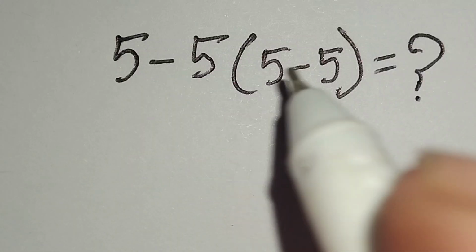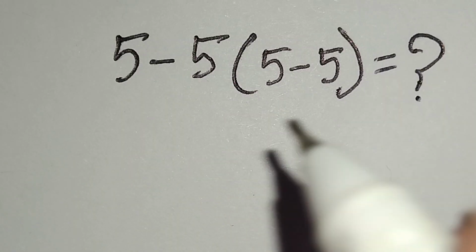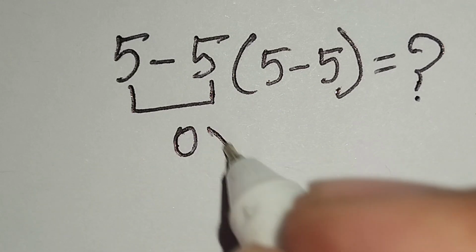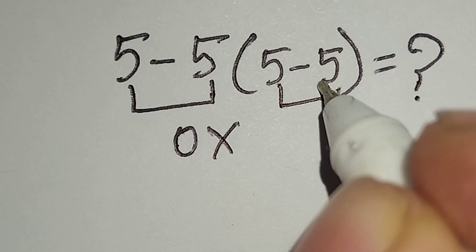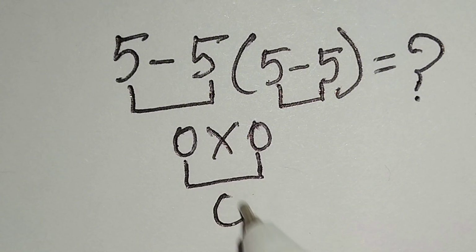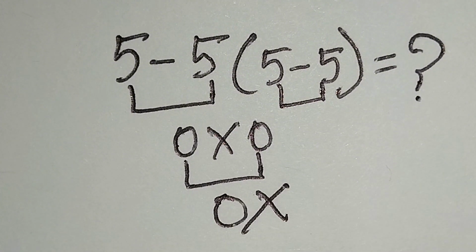5 minus 5 bracket 5 minus 5 is equal what? Here 5 minus 5 gives us 0. Multiply this. 5 minus 5 gives us 0. 0 times 0 gives us 0, but it is not correct.